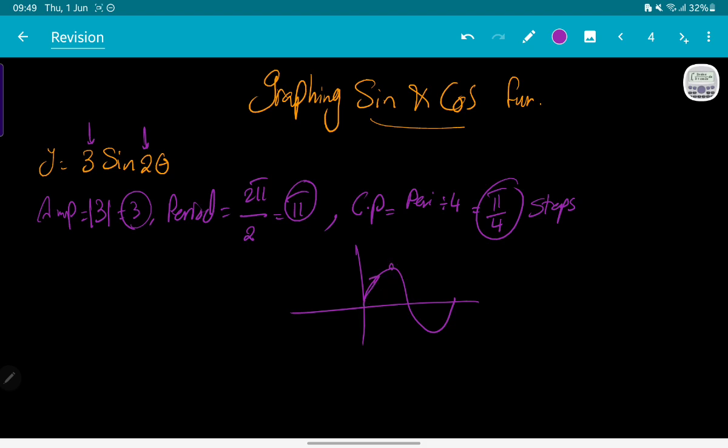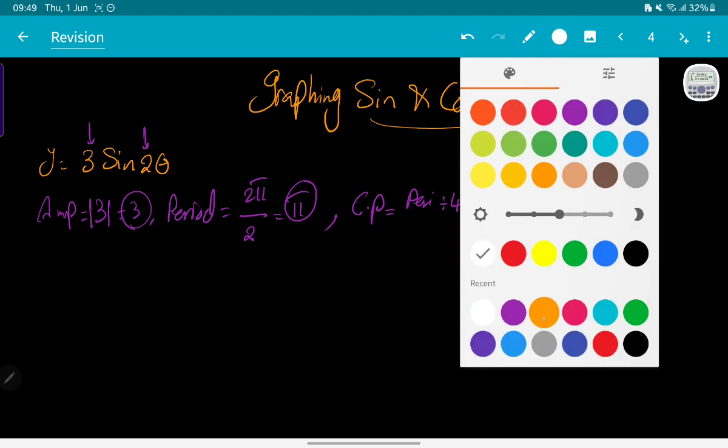This part goes to the maximum, then this part to the x-axis. So we have 1, 2, 3, and 4. To know each point, or the difference between the 2 points, we need to divide the period by 4 to know the steps. Now we can graph this.